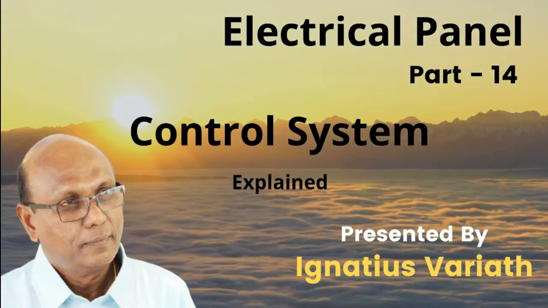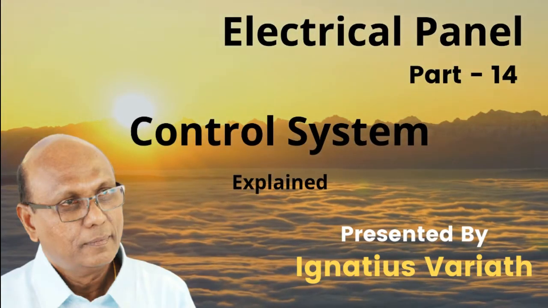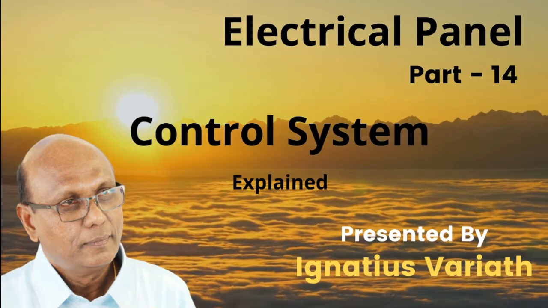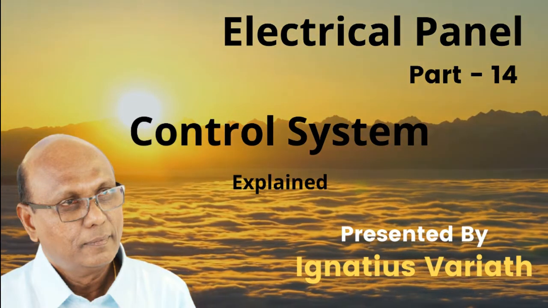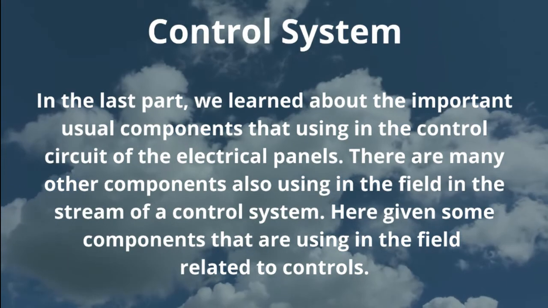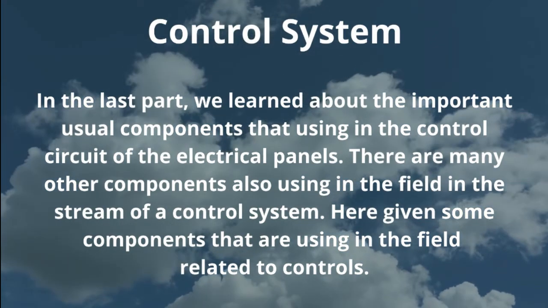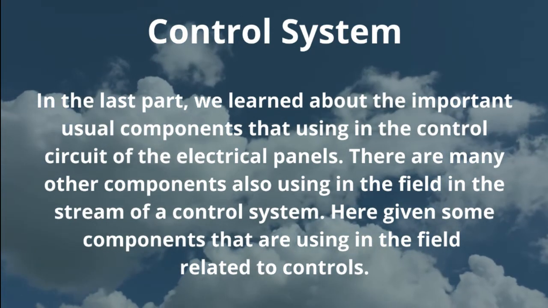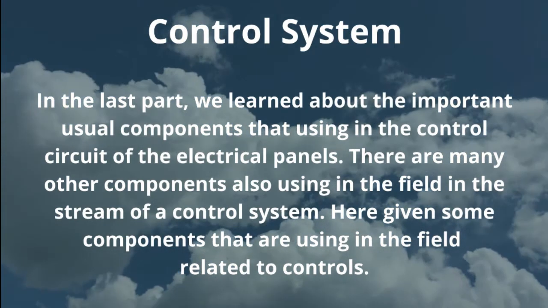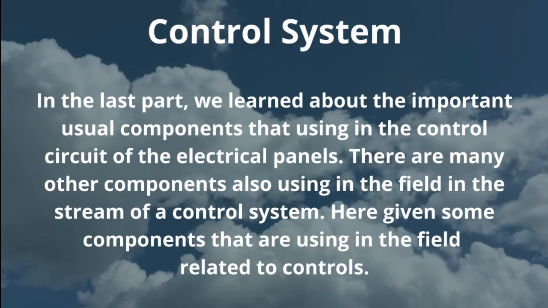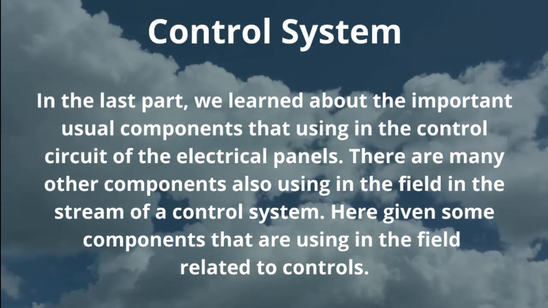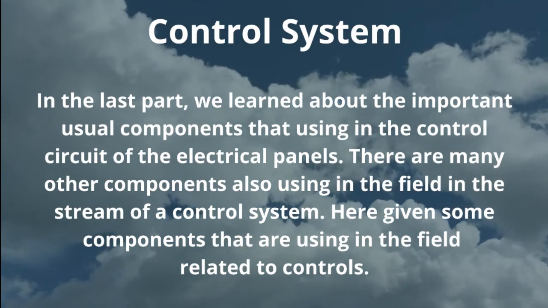Electrical panel. Part 14. Control system explained. In the last part, we learned about the important usual components that are used in the control circuit of electrical panels. There are many other components also used in the field in the stream of a control system. Here are some components that are used in the field related to controls.